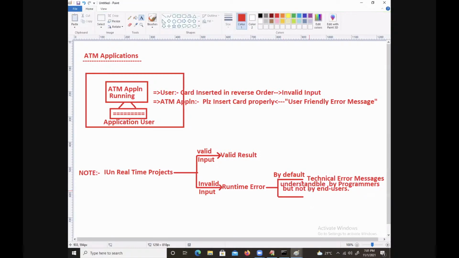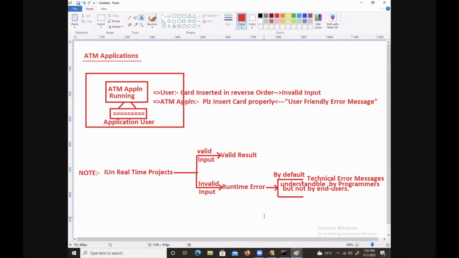Good. Does the industry recommend such kind of things? No. The industry does not recommend giving technical error messages.